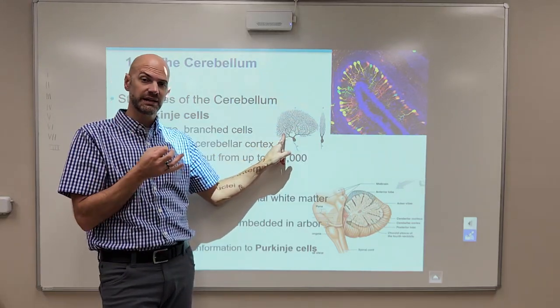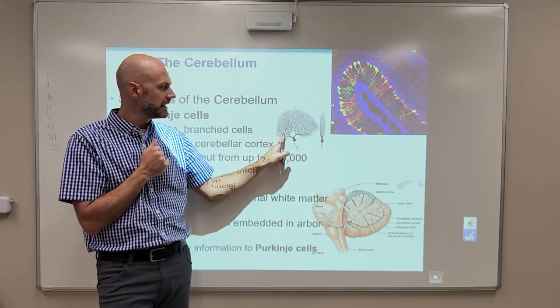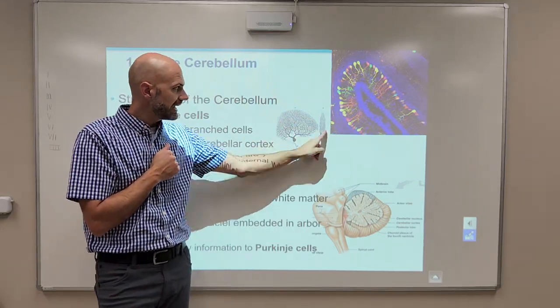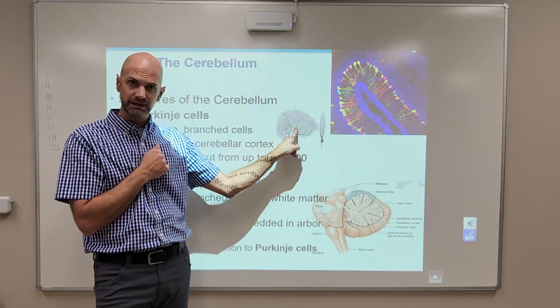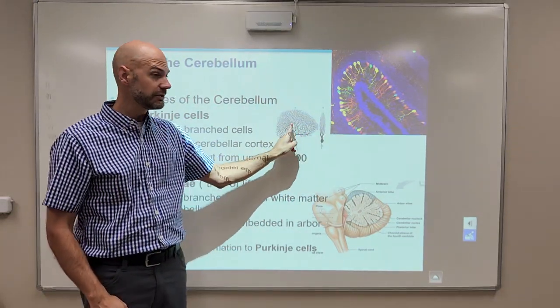These are very unique cells. They're not found other places in the body. They're found in the cerebellum. They're very wide and flat. Okay, so this is a face-on view, and this is a side view. So they're a very unique shape.